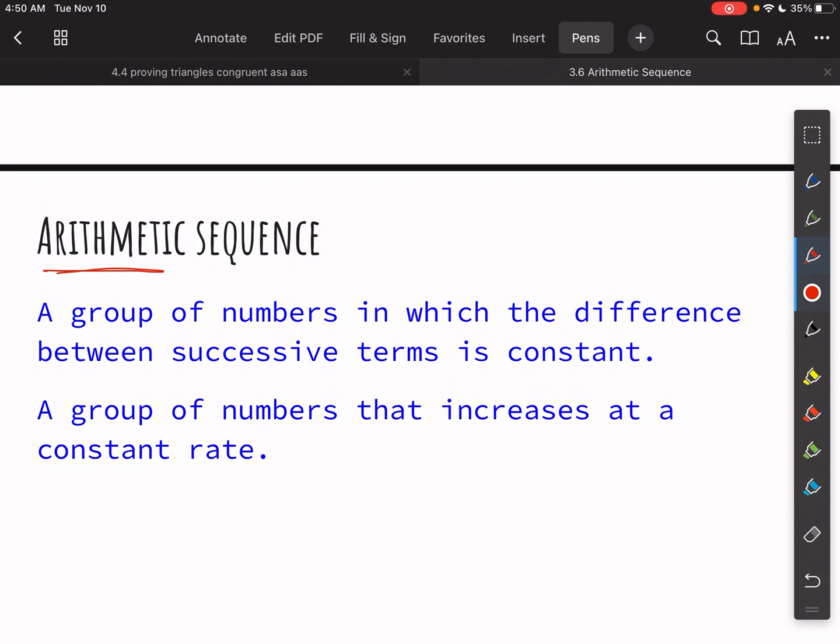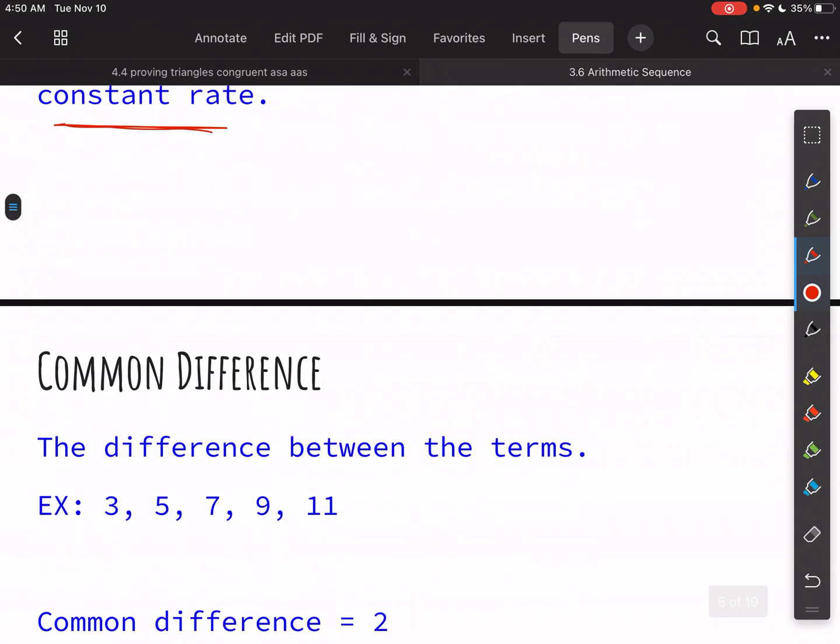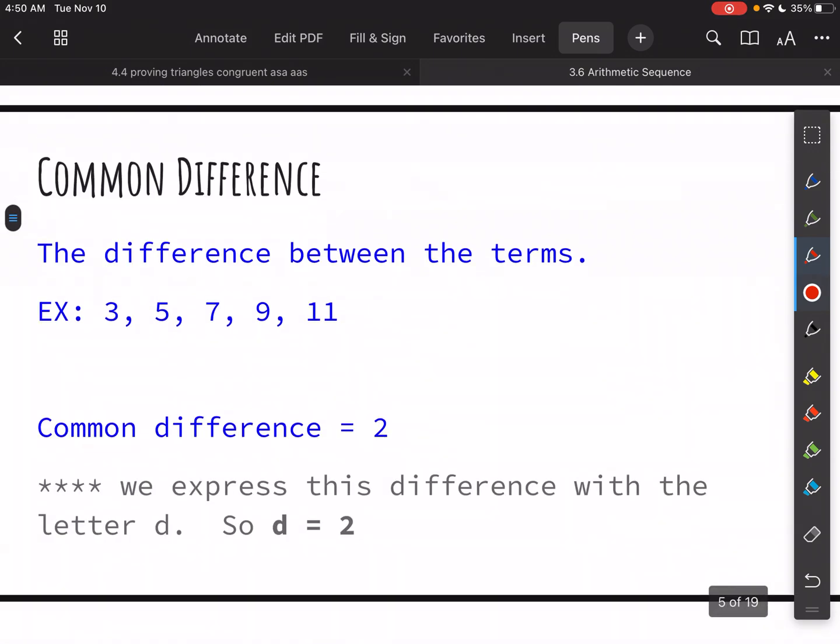Okay, so it's a group of numbers that increases at a constant rate. That constant rate has also been called the rate of change. It's also been called the slope of a line. Okay, so here we go. Common differences. The common difference between terms is just the number that it's going up by. If you start with the greater number and subtract going this direction, we can find out what our common difference is. So 5 minus 3 gives me 2. 7 minus 5 gives me 2. 9 minus 7 gives me 2. 11 minus 9 gives me 2.